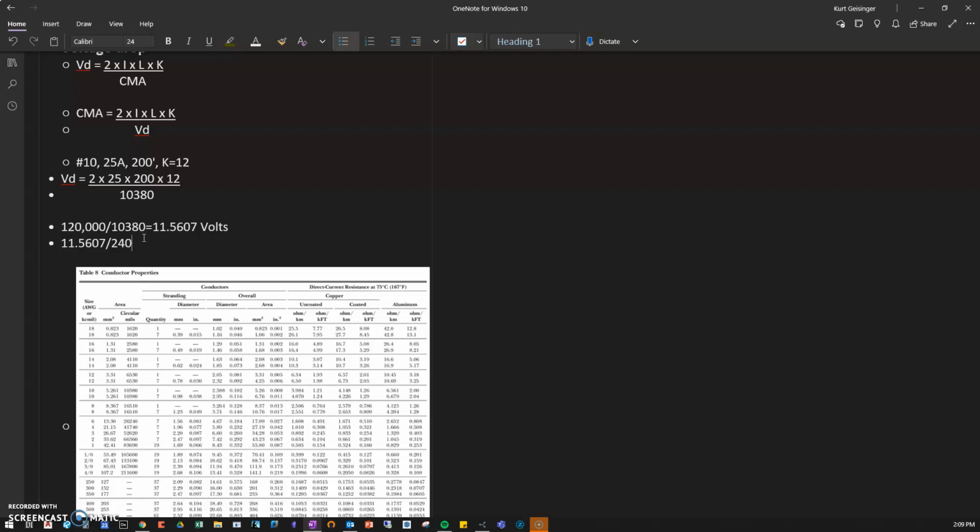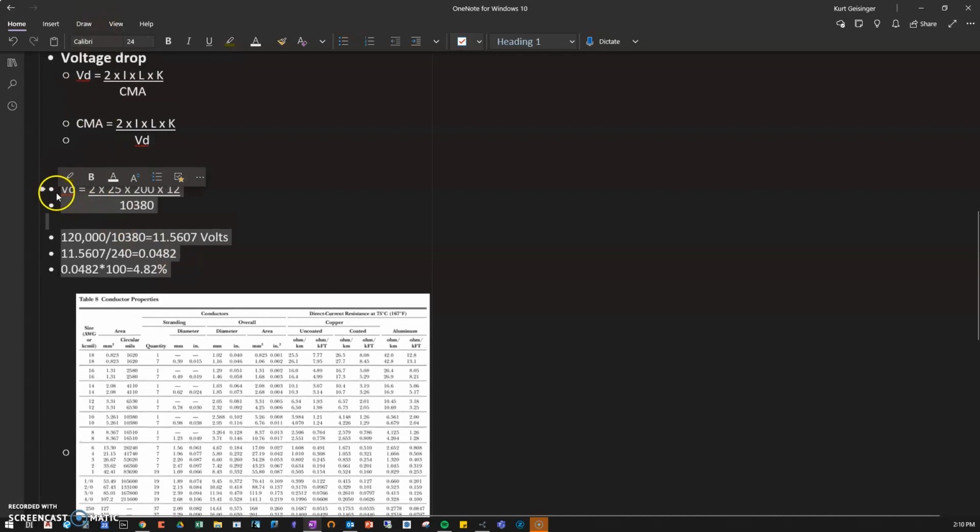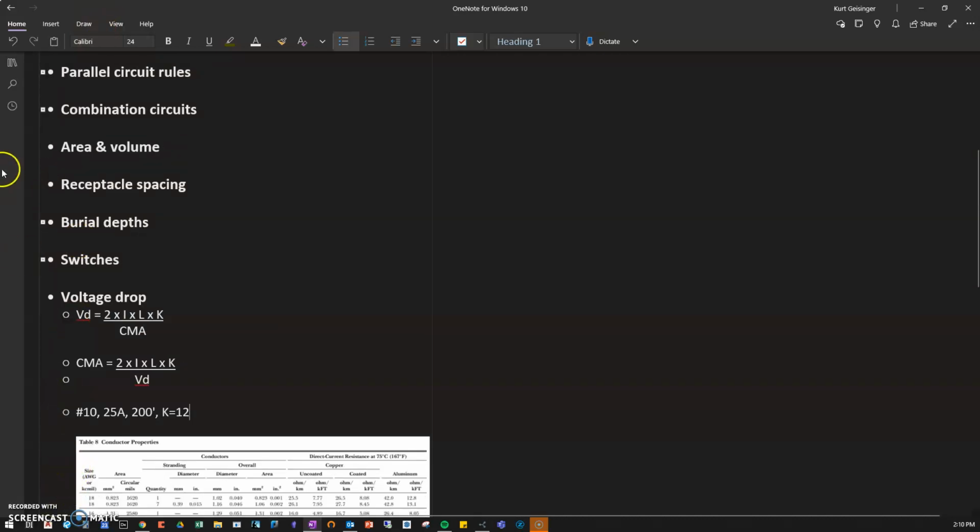I'd take my volts drop that I just calculated, divided by the source voltage or the circuit voltage. I get 0.482. To put that into a percentage, I can multiply that by 100, or just move the decimal point 2 places. That's 4.82. So I have 4.82% voltage drop on there, right? So that I think is your last really big topic on the voltage drop stuff on the test here. So let's close that up, keep on moving right along.